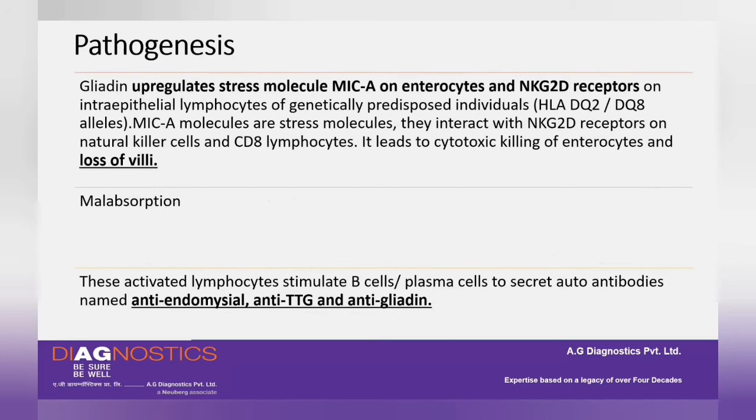The gliadin also upregulates the stress molecule MICA on the enterocytes and NKG2 receptors on intraepithelial lymphocytes. This leads to cytotoxic killing again of the enterocytes, and it causes the loss of villi, which most of us know is histologically the most important sign in celiac disease. All this leads to malabsorption and weight loss. And these activated lymphocytes stimulate the B cells or the plasma cells to secrete autoantibodies, namely the anti-TTG, anti-endomysial, and the anti-gliadin antibodies. Essentially, we will be using these antibodies for the serological diagnosis of celiac disease.